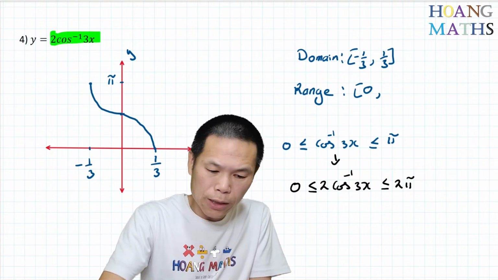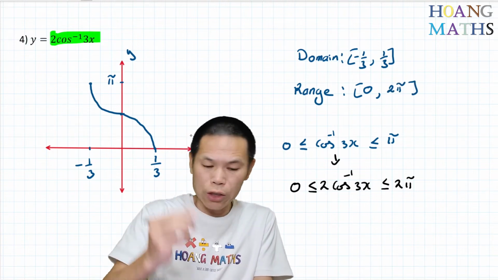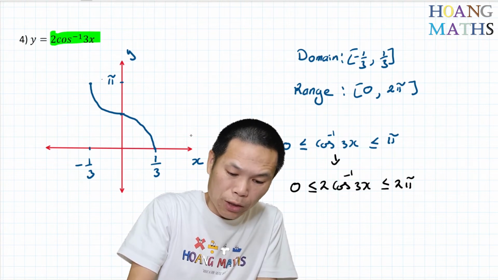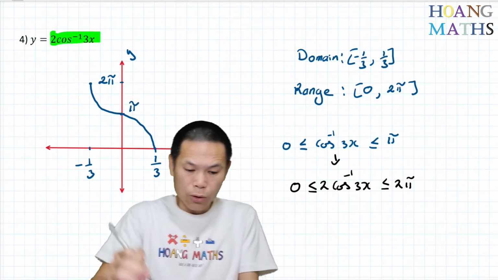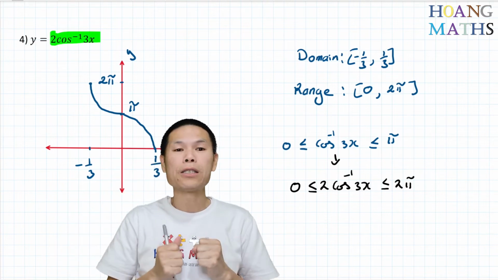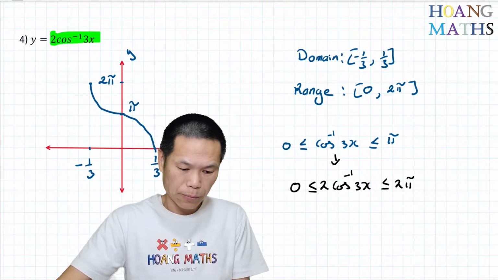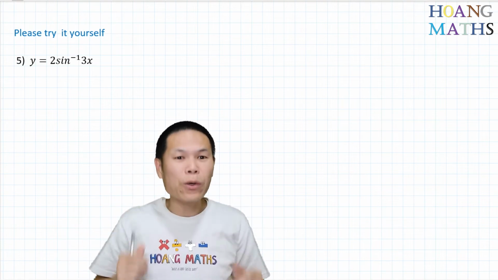So let me just clear this. Now the range, this is 2 pi. So there you go. Now just change the range, the y value. This is 2 pi, and halfway between, of course, is pi. So let me just write that here. There you go. This is y is equal to 2 cos inverse of 3x. Please pause the video and try this one yourself.